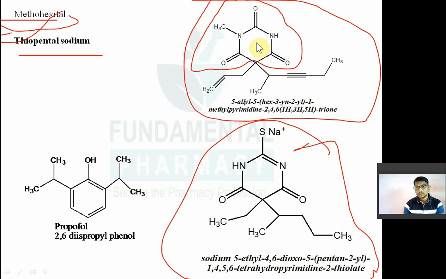Pyridine 2, 4, 6. This becomes carbon number 1. We will call this 1, this 3, and this will be 2. Pyridine is a 6-member ring with 1,3 nitrogen, known as a pyridine.